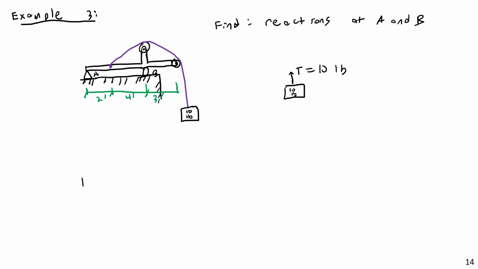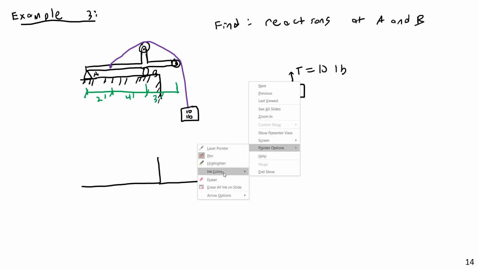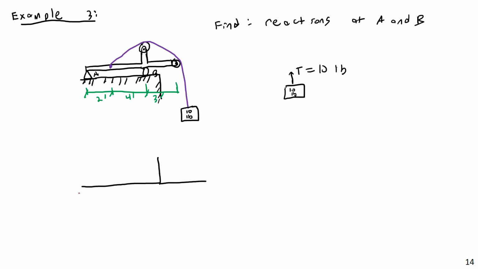So let me go ahead and draw a free body diagram out. And I'm going to draw this thing as a line element here. And the reaction forces, I will have AY, AX, and BY. And then, let's see, what else?